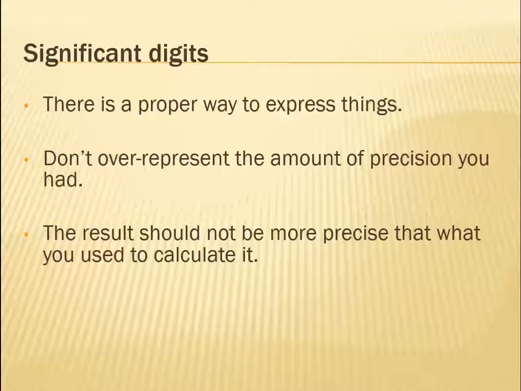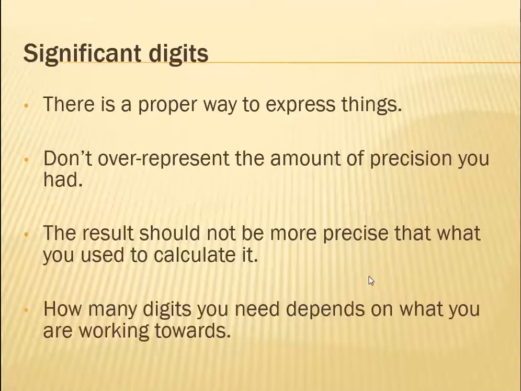So the result should not be more precise than what you used to calculate it. How many digits you need depends on what you're working towards. One will depend on the kind of data that you were given. On the other hand, if you're the one making the measurement, it depends on how precisely you can read your tape measure or whatnot. Depending on the amount of precision you require, there are ways to work around that so that you can have the proper number of digits.